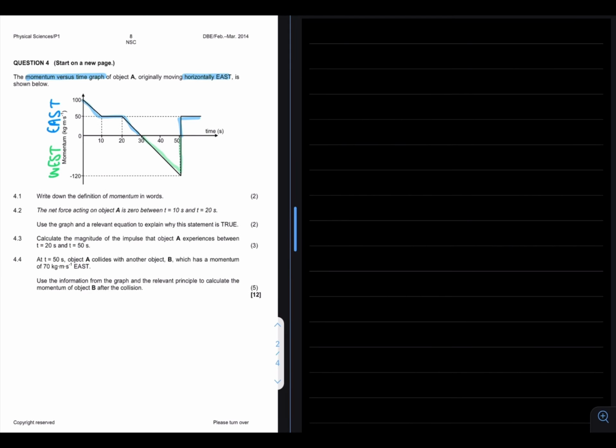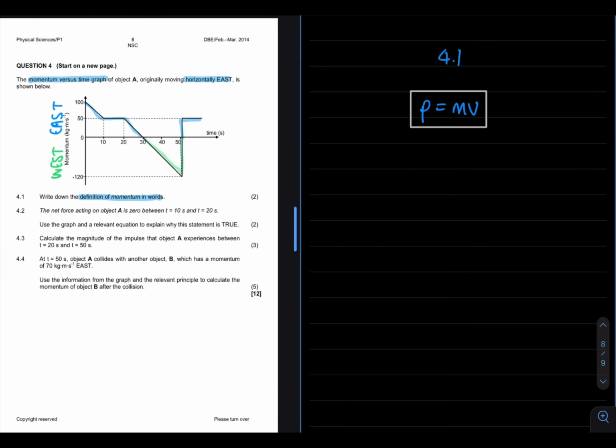4.1 asks to write down the definition of momentum in words. Please note that they ask us to define momentum and not the law of conservation of linear momentum. So when we need to define momentum, we can do it by making use of the momentum formula, which states that momentum is equal to the mass times velocity.